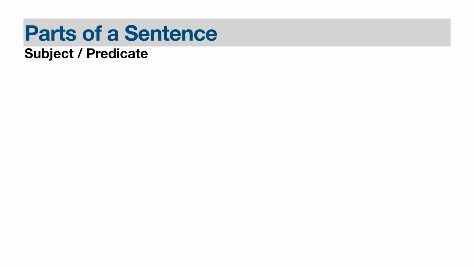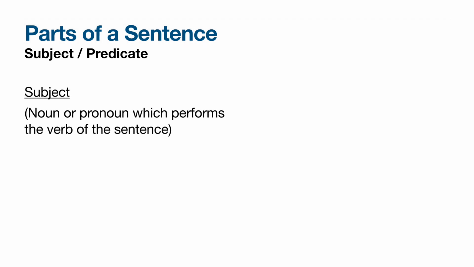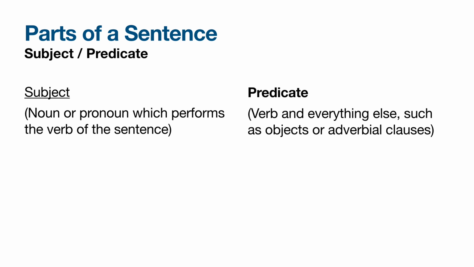The key vocabulary terms here are subject and predicate. The subject of a sentence is the noun or the pronoun which performs the verb, and all sentences contain verbs. The complete predicate is the verb and everything else, such as objects or adverbial clauses. Here are some examples. Number 1.